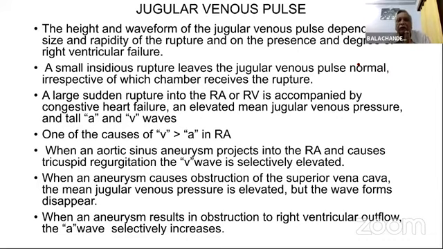Now, a large sudden rupture into RA or RV is accompanied by congestive heart failure. So it will elevate the mean jugular pressure and cause tall A and V waves. Remember that one of the causes of a V wave greater than A wave is a rupture of the sinus of Valsalva into the right atrium. There are other causes where you have a more prominent V wave, like all tricuspid shunts, or sometimes LV to RA shunts or coronary artery fistulas, coronary cameral fistulas. But in ruptured sinus of Valsalva rupturing into RA, the V may become taller than A.